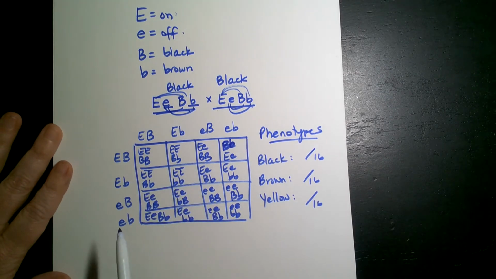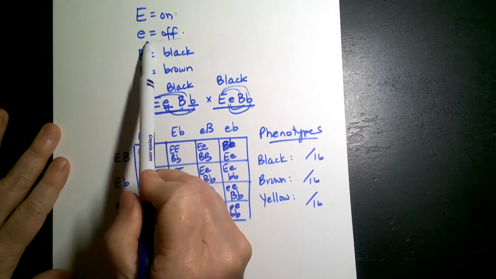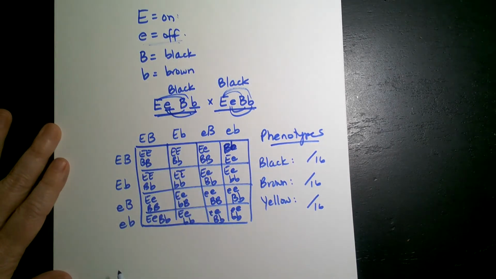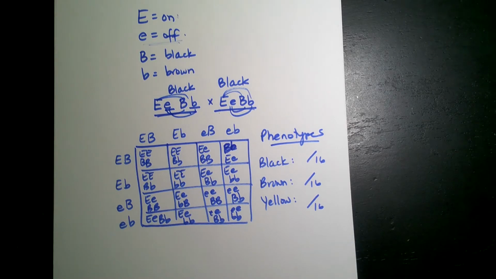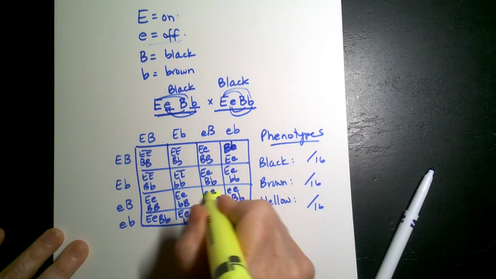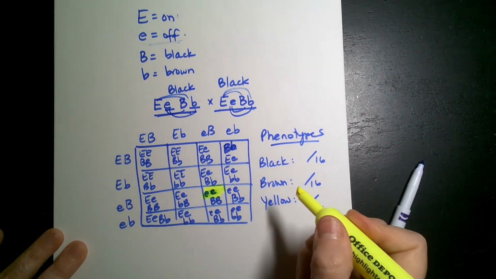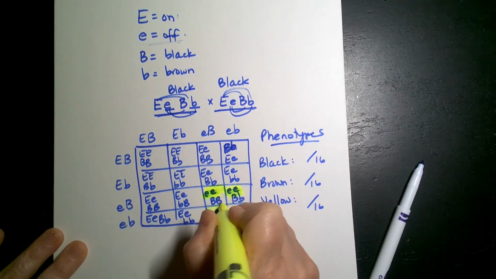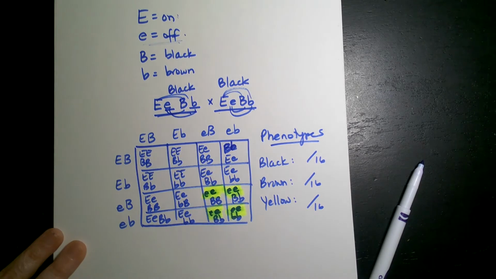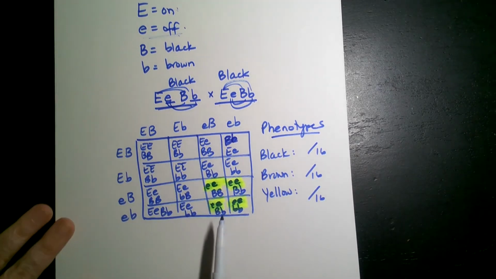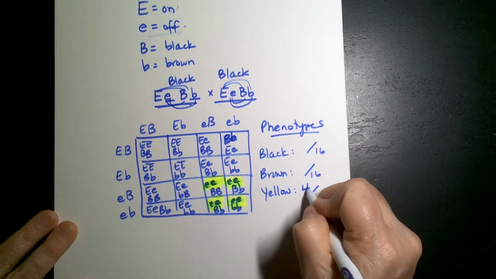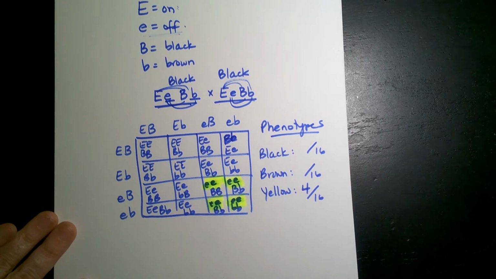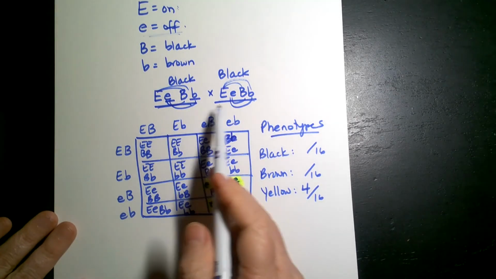All right, so in order for them to be black or brown, they have to receive the on gene. Okay, so I'm going to go ahead and do all the ones that did not get the on gene. And so this one is off because there's no big E. This one is off, this one is off, and this one is off. Everybody else gets to have color, but these four options, no matter what their letters are, always going to be yellow. So 4 out of 16 chance that there is a yellow lab between these two black labs.